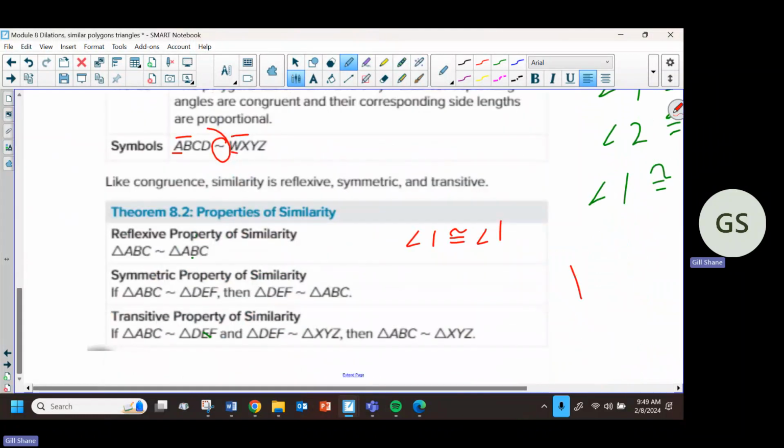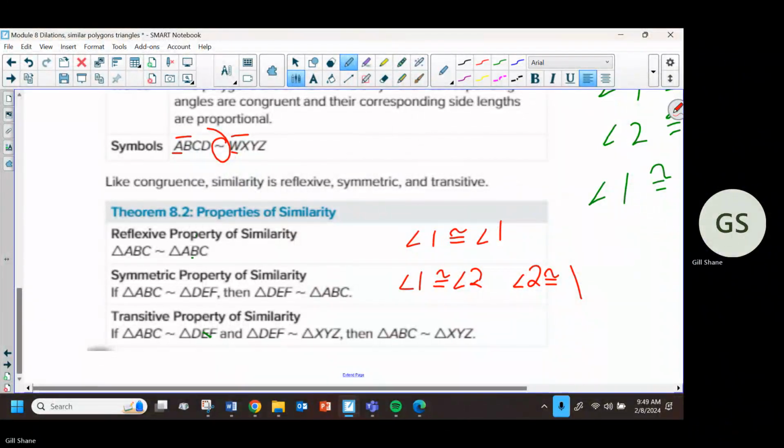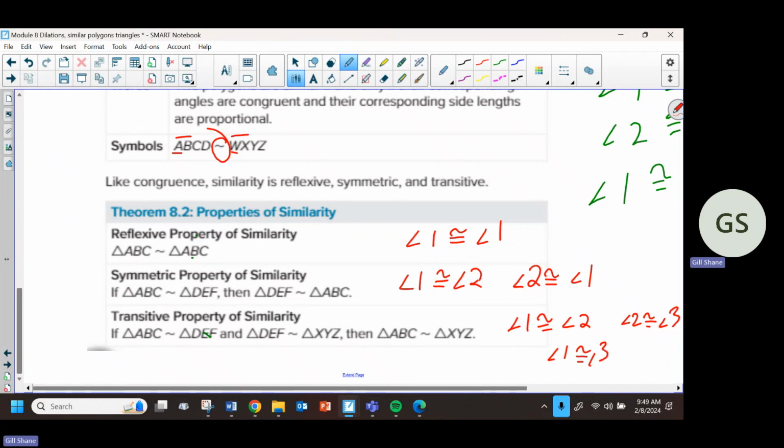Let's see what else. This one was angle 1, this is what we did before. It's the same exact thing, only just similar over here. If angle 1 is congruent to angle 2, then angle 2 would have to be congruent to angle 1. And then the most complex one involved 3 angles: if angle 1 is congruent to angle 2, and angle 2 is congruent to angle 3, then we said, well, that must mean angle 1 is congruent to angle 3. So you will see those potentially on EOC.